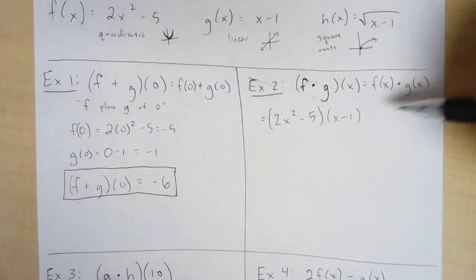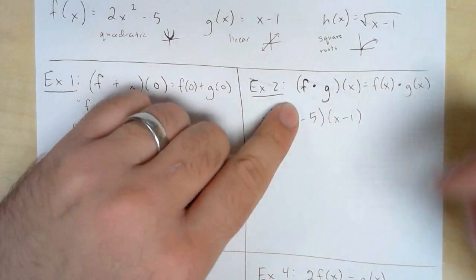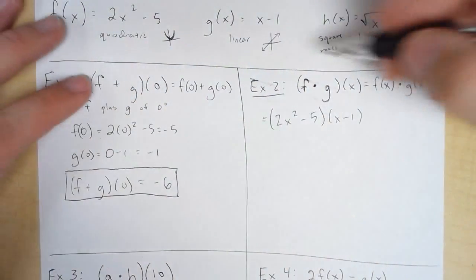So I'm multiplying these two things. So I've got a binomial times a binomial. Remember that we need to distribute here. If we just had negative 5, we would just distribute. If we had 2x squared, we just distribute. So we're just going to distribute twice.